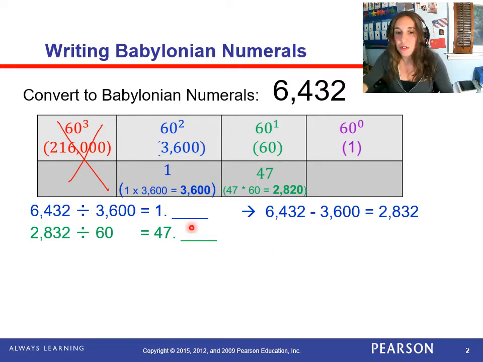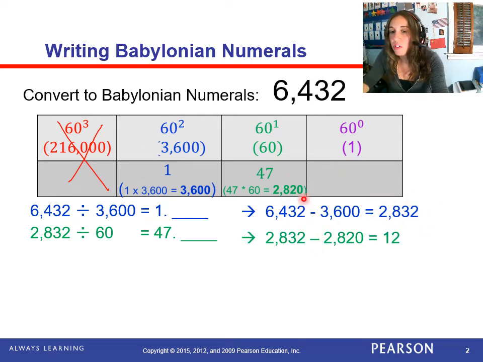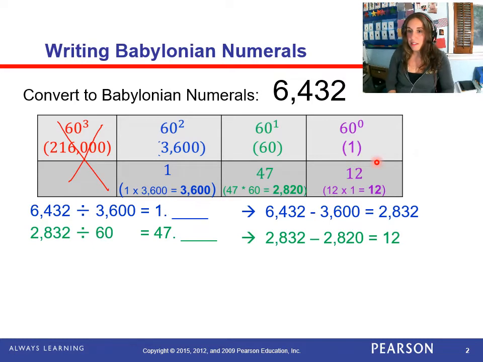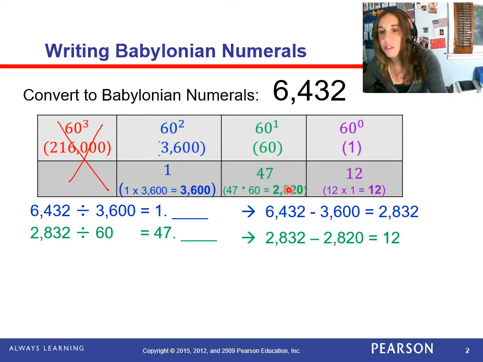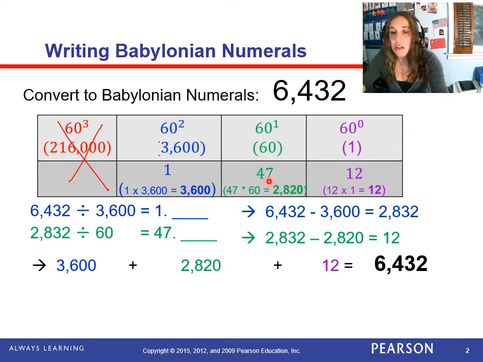into my 2,832. So if I have 47 60s, how much have I used? 47 times 60 is 2,820. I started with 2,832. I used 2,820. How much do I have left? I have 12, which means I have 12 left in my units place, okay? So I have 12 in my units place, 47 in my 60 to the first, and 1 in my 60 squareds, okay? So now I need to just make sure that I did indeed do all my math correctly.